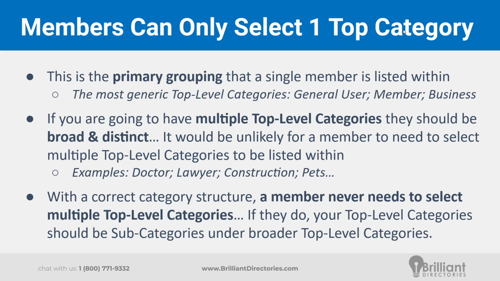It would be unlikely that a doctor would need to be listed in the doctor category as well as construction and pets. So by making the top level categories broad and distinct in this way, we eliminate or at least reduce the likelihood that members would actually end up needing to select multiple top level categories. So with a correct category structure, a member should never need to select multiple top level categories. And if they do, then your top level categories should actually be subcategories, more specialized within broader top level categories.